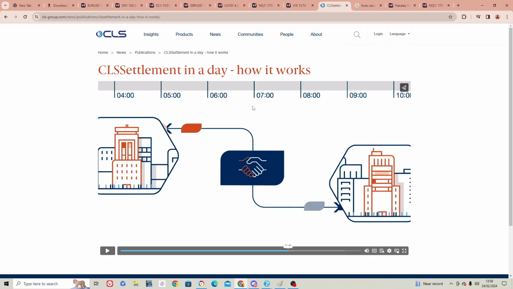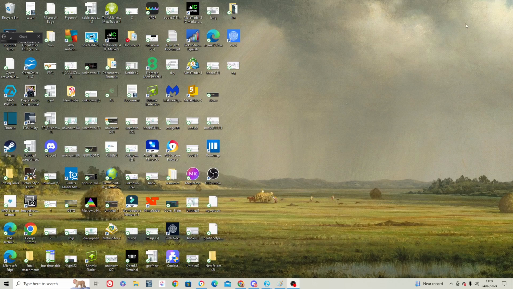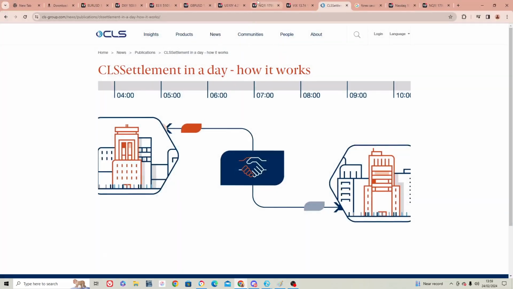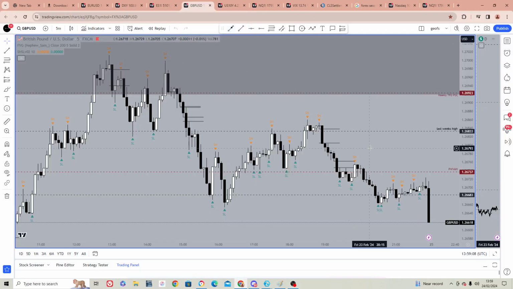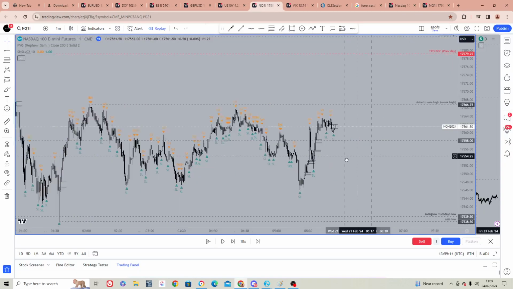So that's just what we were talking about. Payment versus payment, that's what they call it. So 7 a.m, another key time that we should know. That also happens to be the open of the Frankfurt market, or the Frankfurt session, whatever you want to call it. So let's go back to our NQ chart and just note that time, 7 a.m. as well.